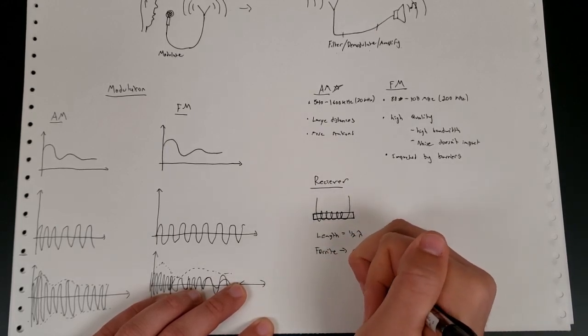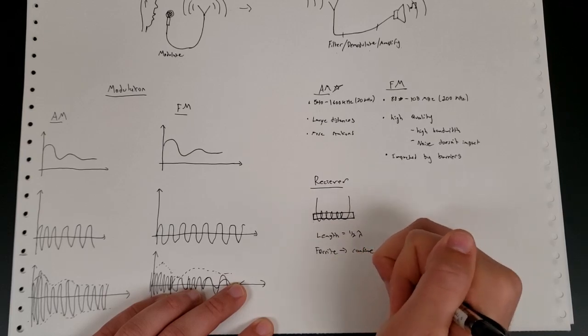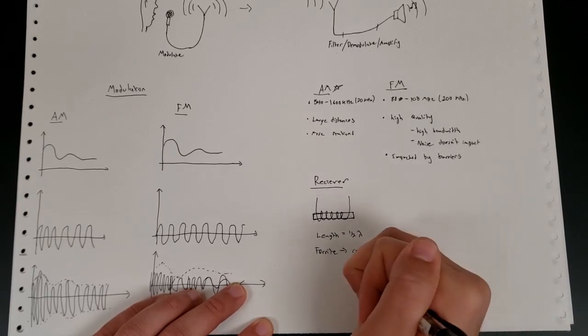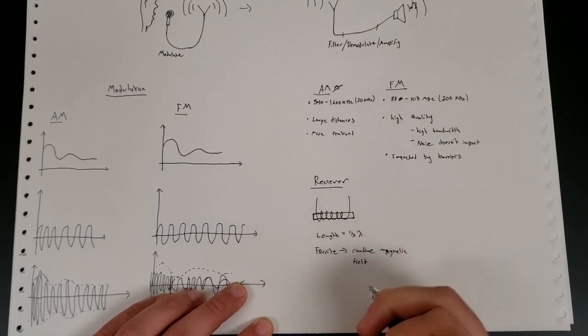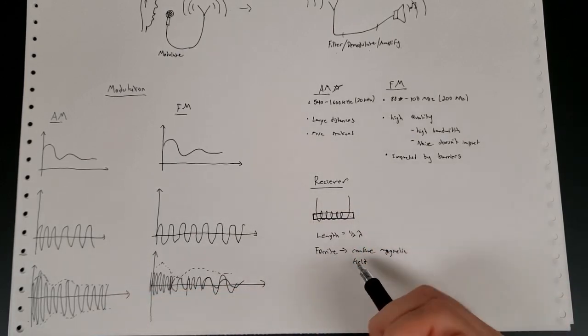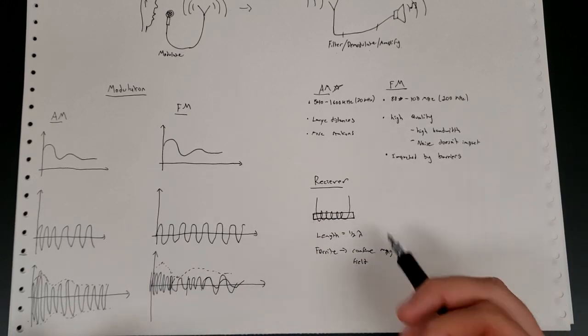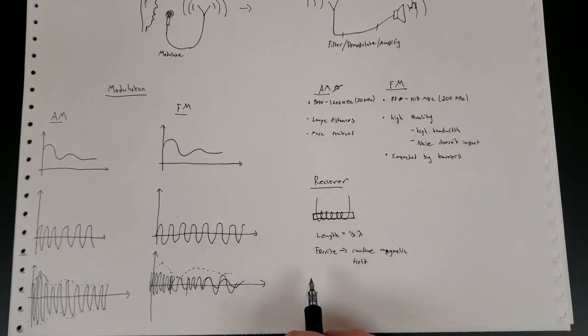So the ferrite will confine the magnetic field within this, which then boosts its effective length, right? So it acts as if it's longer than it actually is.